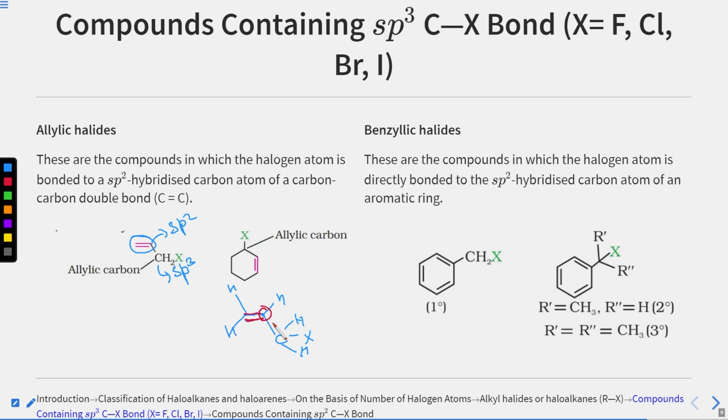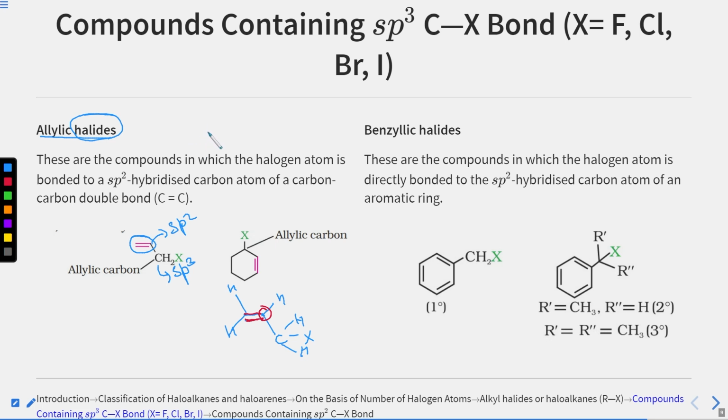Now, due to this reason, it is an sp2 hybridized carbon, and such a haloalkane in which the halogen containing carbon is attached to an sp2 carbon is called an allylic halide. Such a halide is called an allylic halide. So what is this term halide here? This is a common name. We can call it haloalkane or alkyl halide. Okay, so do not get confused with it.